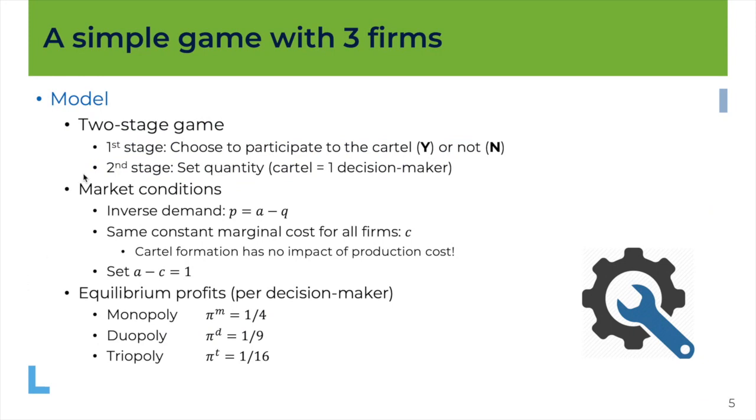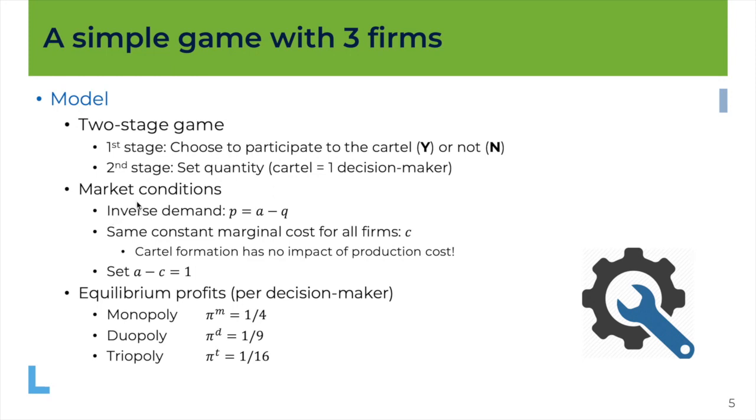As I announced, we have a two-stage game. In the first stage, the firms choose either to participate in the cartel or not. If they do participate, they say yes. Otherwise, they say no. That determines how many firms will, at the second stage of the game, make independent decisions. And we will assume, and this is the purpose of the cartel, that the cartel is a unique decision maker. This is the coordination of decisions that we talked about in a previous presentation.